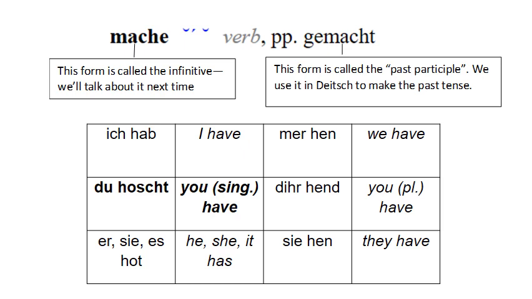Now, we're not going to look at every single one of these forms. You can imagine how you make them. We have made, for example, would be machen gemacht. They have made or they made would be sie hen gemacht. So you just combine the right form of I have with gemacht to form the past tense. So you use the verb ich hab, the right form, plus the past participle. That's how you make the past tense.